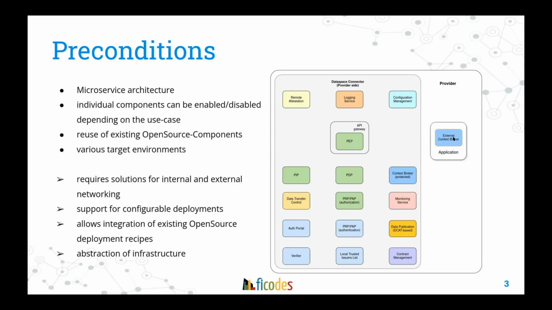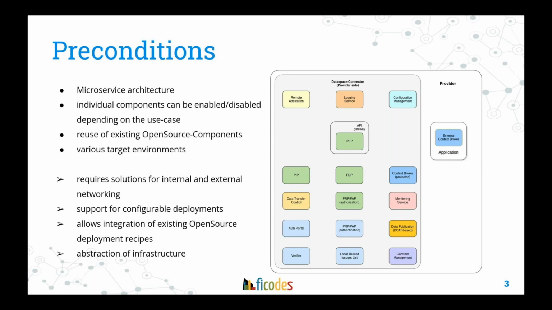All of those components can be enabled and disabled independently, very much depending on the use case you're having at hand and what you actually need from your data space connector. One of the goals of the FIWARE Data Space connector was to actually reuse existing open source components. So we did not want to re-implement the wheel, but rather rely on components that are already well maintained, well developed, and established in a number of systems, and just implement the components that are more or less missing to fulfill a full data space connector.